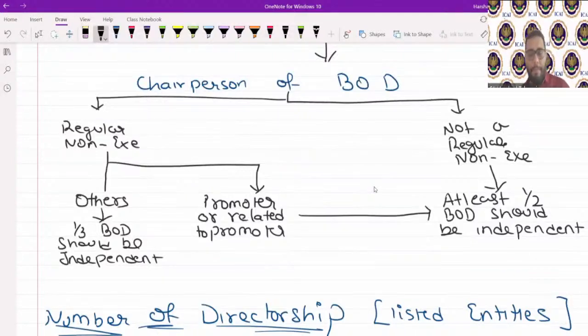If the chairperson of the board of directors is a regular non-executive director, then I'm required to check two conditions: whether he's a promoter or not. If he's a promoter, half of the board should be independent. If he's not a promoter, then one third of the board should be independent. Number two, if he's not a regular non-executive director, then at least half of the board should be independent. Again, clear? Any doubt till now, guys?